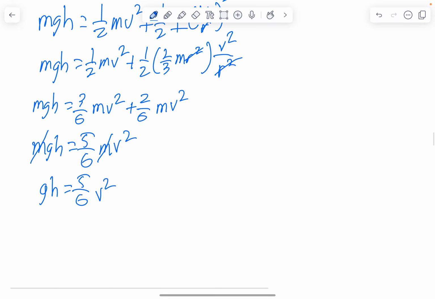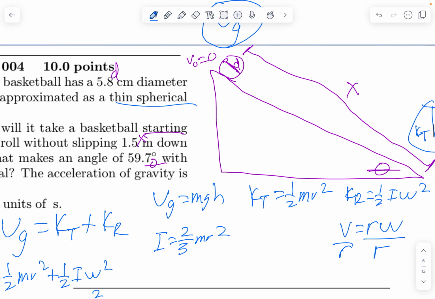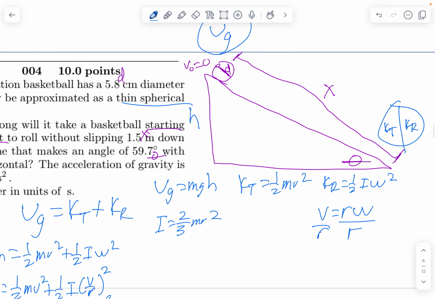We're solving for v, so then I'll multiply by 6, divide by 5 on both sides, and then I'll take the square root. So it'll be square root of 6/5 gh is equal to v. But then we get another problem, right? Because we don't know h, right? Because h is like this distance that it goes, and we're not given that.